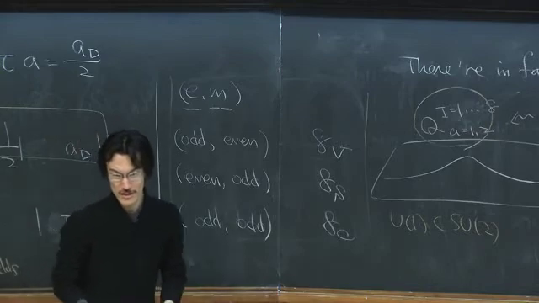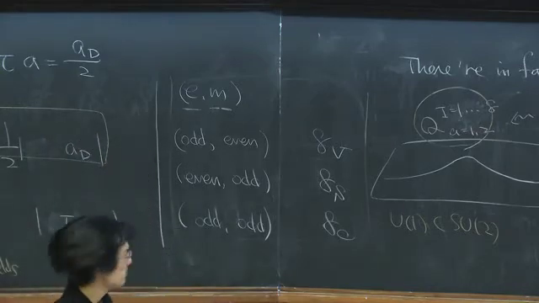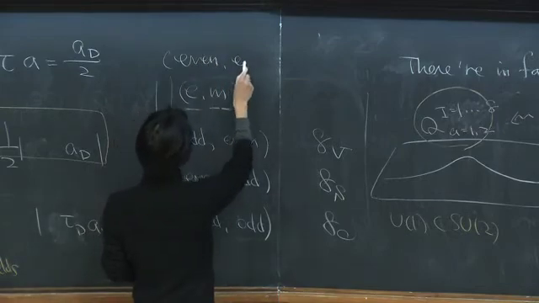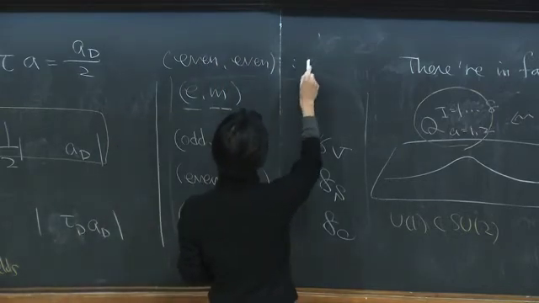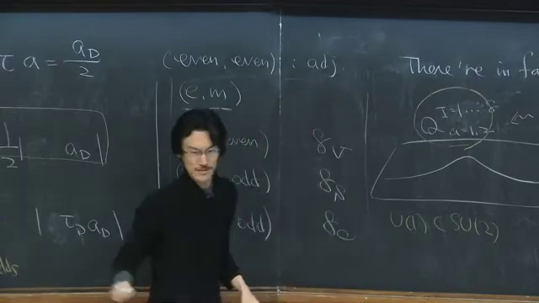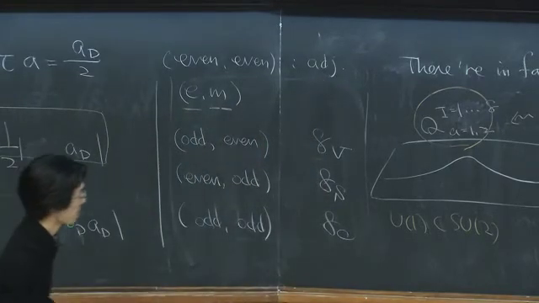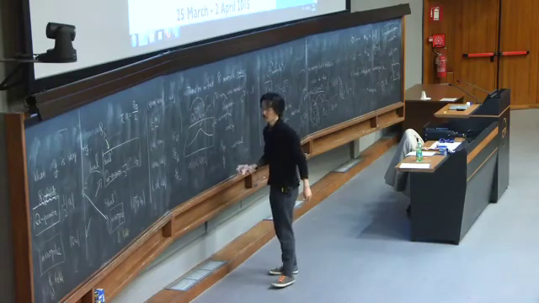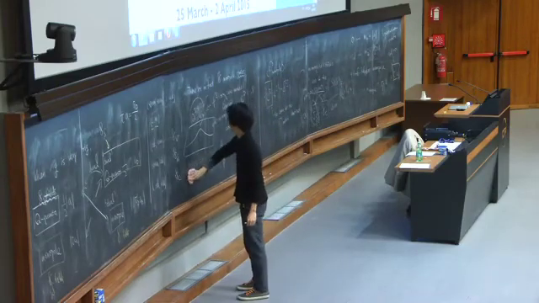What about the things which are even? Typically they are in the adjoint representation. Yeah. So this is what's going on in SU2 with 4 flavors.